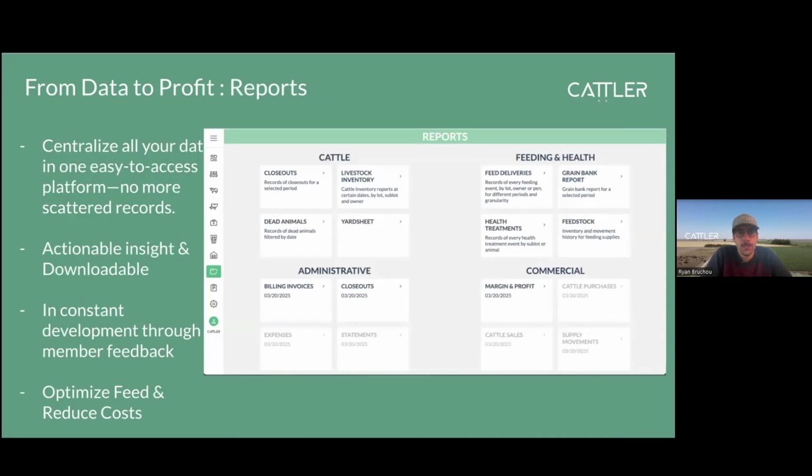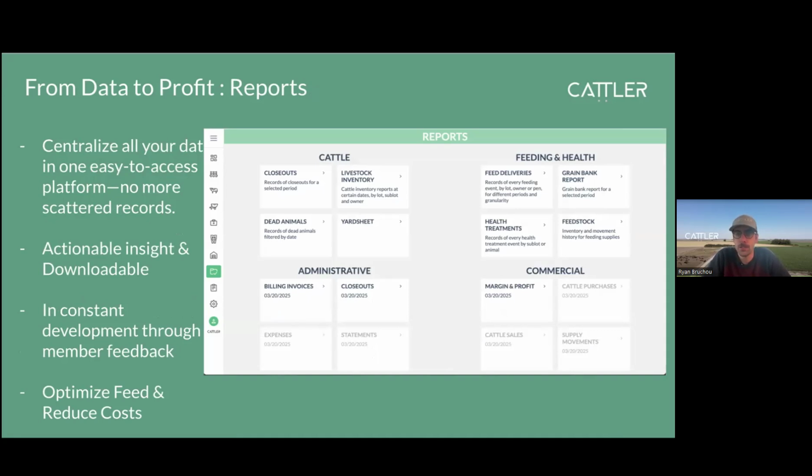On this same segment, being able to have, we talked about this before, all of your reports in one place is really, really big. So on Cattler, from all of your daily activities, you can centralize all of your reports in one place, being able to have actionable insight and really understand what's happening, but through this, be able to optimize your feed, reduce your cost.